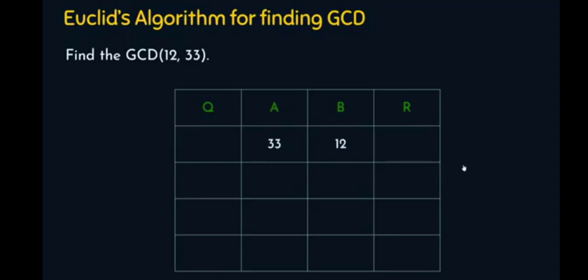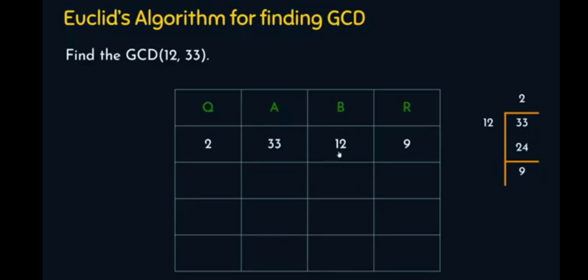Now we divide the bigger one by the smaller one. When you divide 33 by 12, you will have 2 and the remainder is 9. So we divided by what? Yes, by 12, and we got 2 and the remainder is 9.